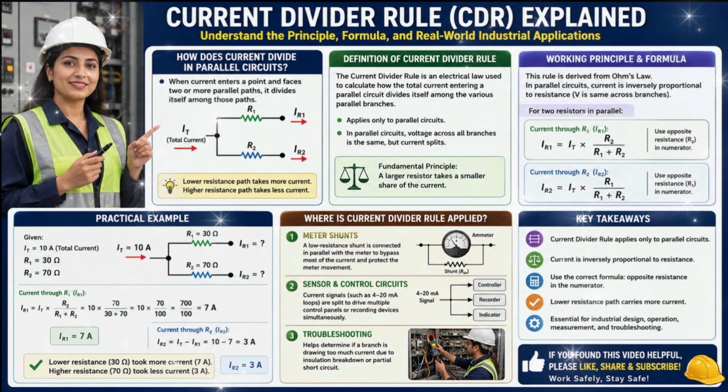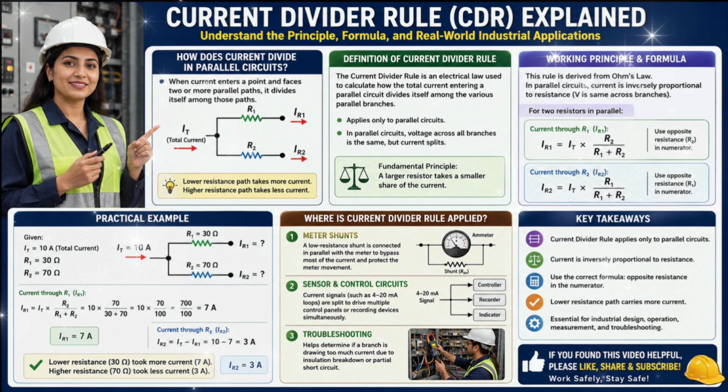As an electrical O&M professional, when you are troubleshooting a circuit, knowing exactly how much current is flowing through each individual branch is crucial. That is where the current divider rule comes into play. In this video, we will break down the fascinating working principle behind this rule, look at its core formula, and analyze a practical industrial example to see how it works in the real world. Let us get started.